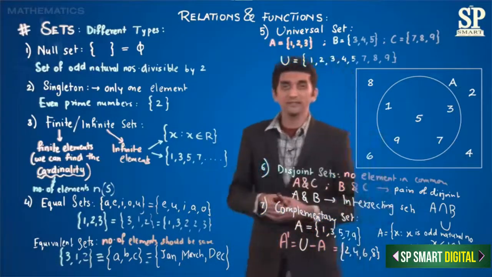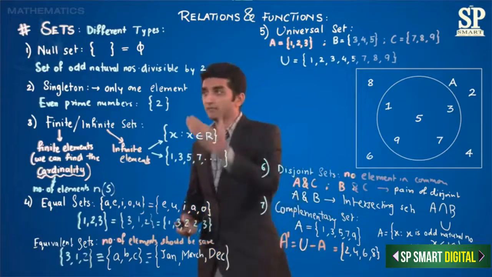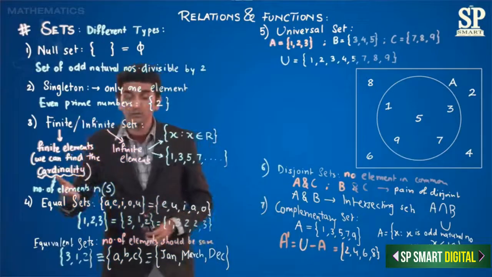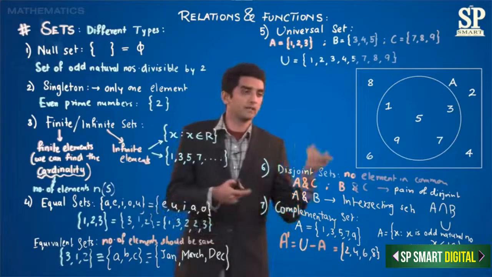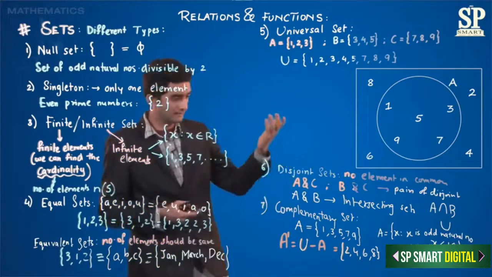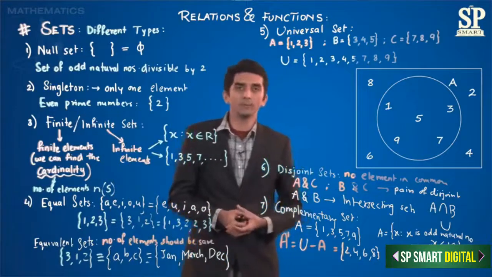So this is another thing that we learned in this section. We learned different kinds of sets, starting from null set, singleton set, finite and infinite sets, equal sets, equivalent sets. Then we learned about universal set. We learned it through a Venn diagram as well. We understood what disjoint sets are, what intersecting sets are, and finally we learned about complementary sets.